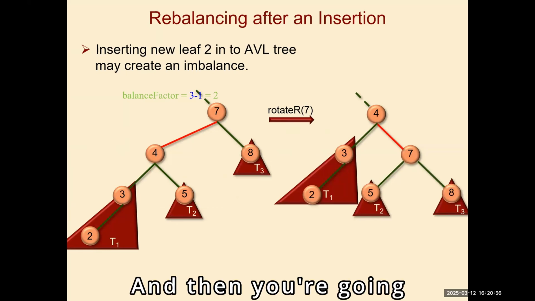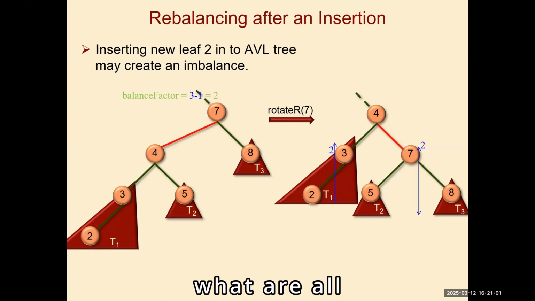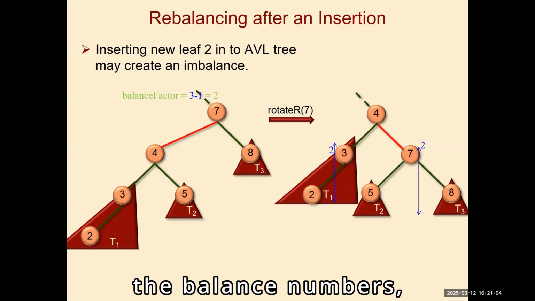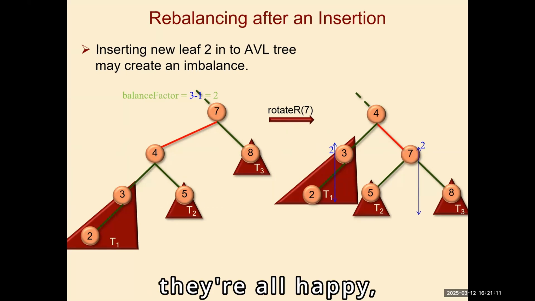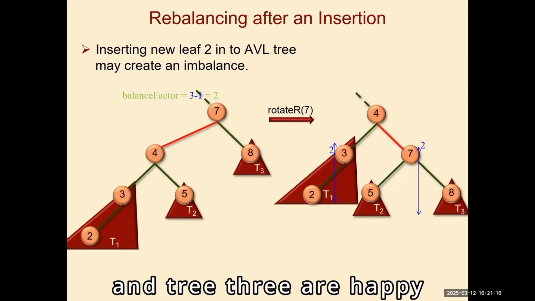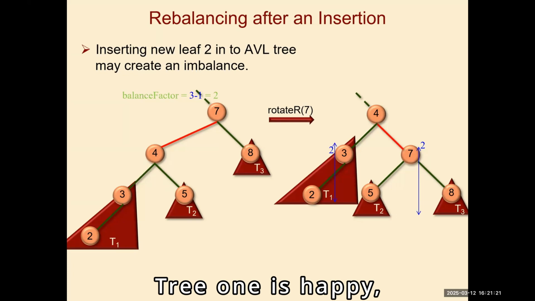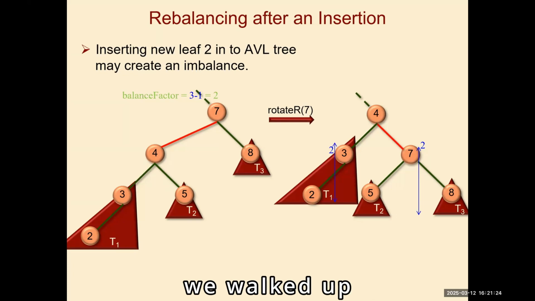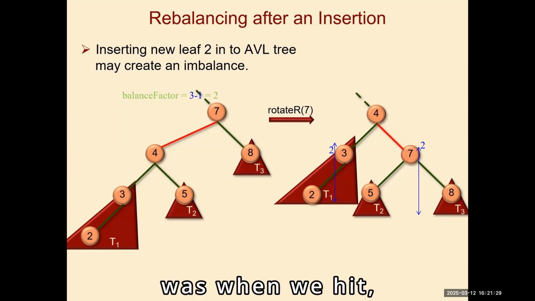And then you're going to want to calculate what all the balance numbers are. Within the 3 trees that we hung off, they're all happy. We know tree 2 and tree 3 are happy because we didn't touch them. Tree 1 is happy because we walked up and there were no problems through tree 1. Our first problem was when we hit the 4, 7 problem.